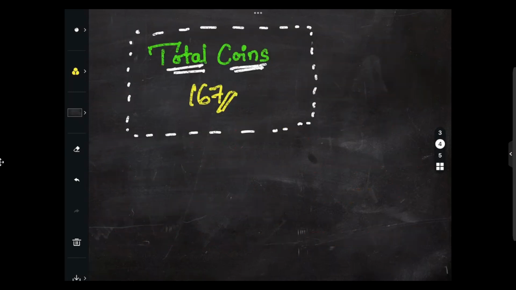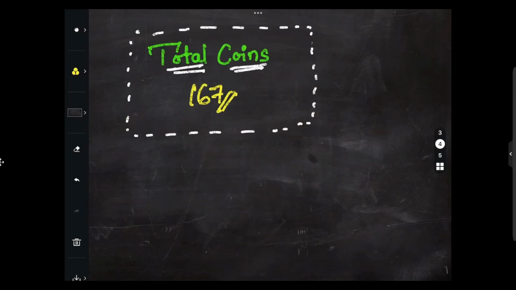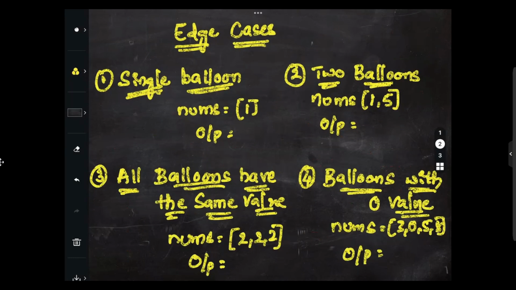So I got confused here. Sorry. This is the correct step we need to follow, right? So we went with the 2D DP, right? So the solution that we got here is 167. I hope this is the approach that we will be going with. I hope the approach is completely clear.